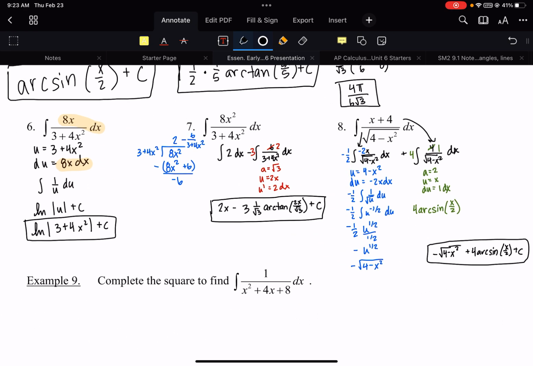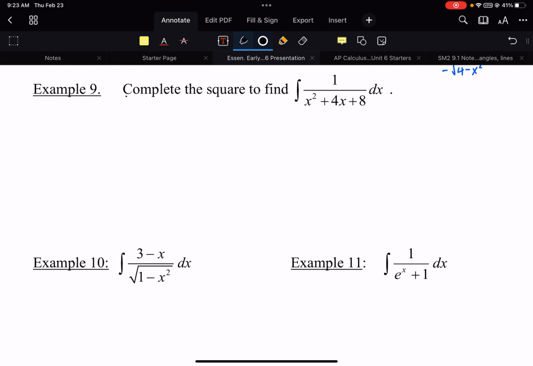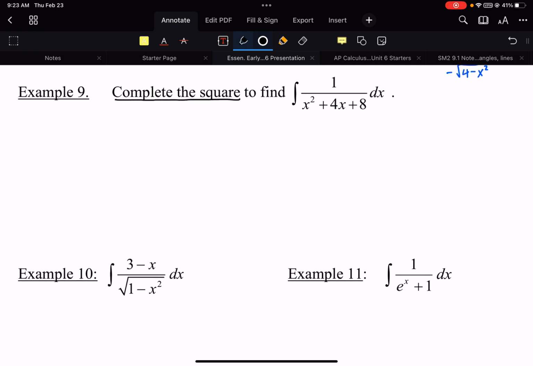All right, example number 9. So when you first look at this, it tells us to complete the square, and we're going to do that in a second. But let's talk about why we have to complete the square. If you look at this, you can't do any long division because the numerator isn't bigger than the denominator. You can't do an arcsine or an arctangent because you don't have one thing squared plus or minus another thing squared. And you can't do a u sub. So we are going to complete the square on this.